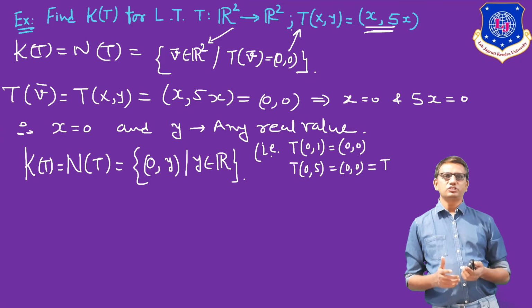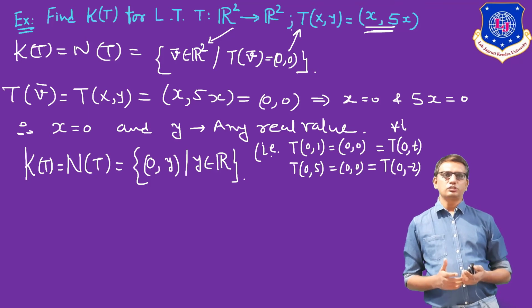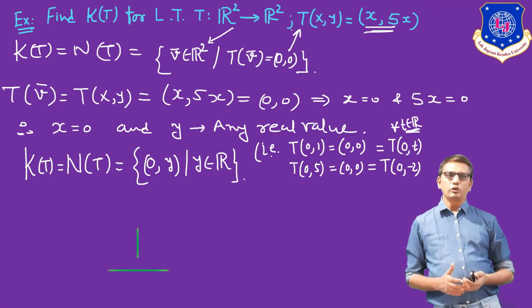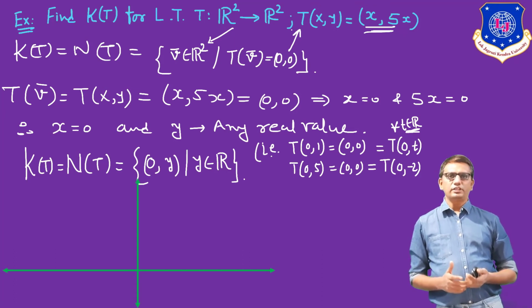So any point from the y-axis has a 0 image. We can see that (0, 1) has a 0 image, (0, 5) has a 0 image. Any other number (0, -2), (0, -1), (0, -5), we have a 0 image. Also (0, 0) has image (0, 0). So that is our geometrical concept.